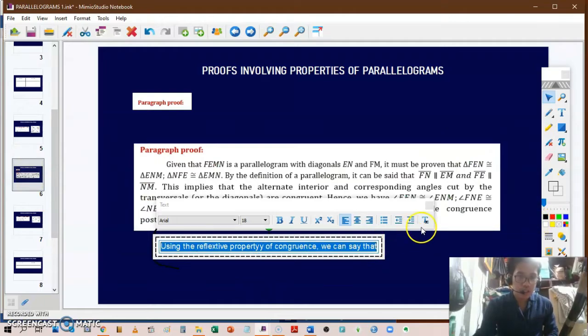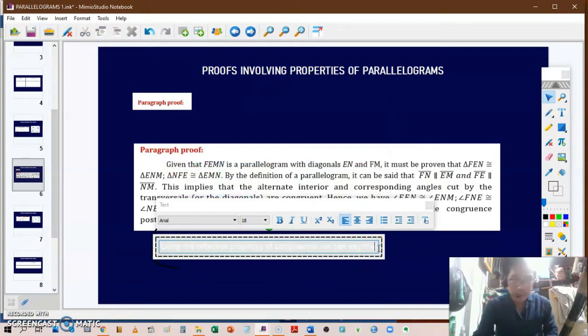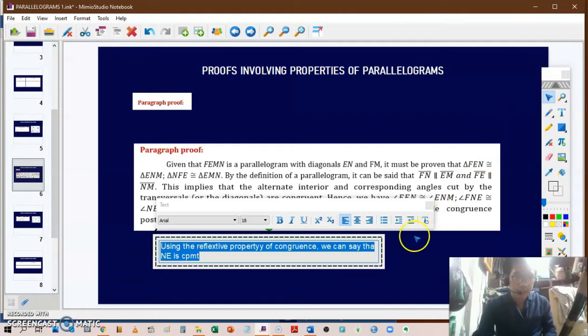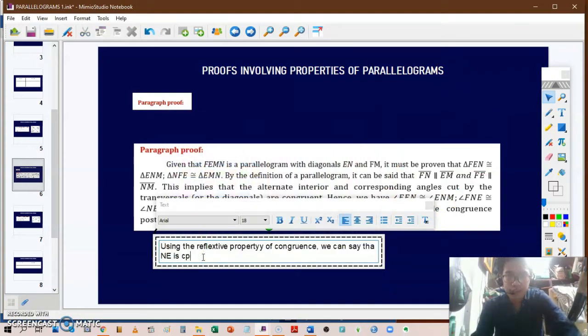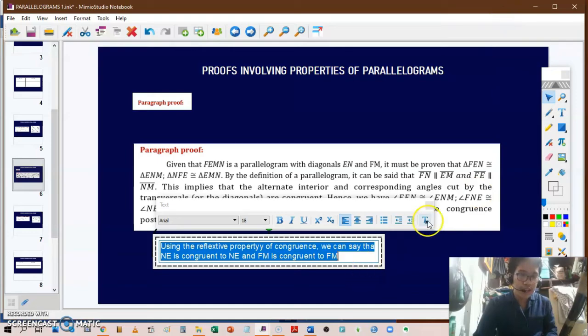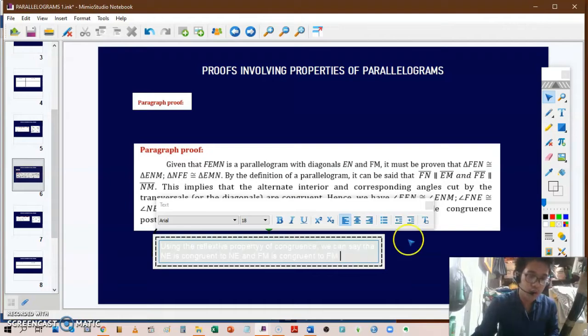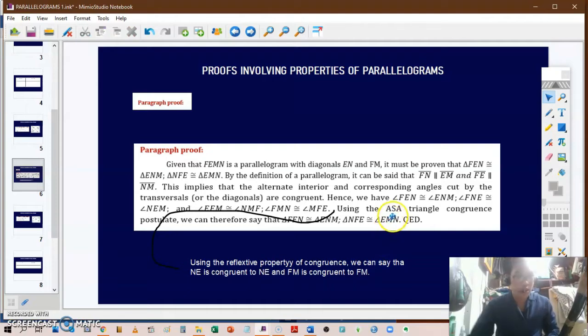So let's type that. Let's make it black first, so we can see it. NE is congruent to NE, and FM is congruent to FM. We can add this statement in order for our triangle congruence postulate to be justified as a proof for this theorem or this problem that we have.